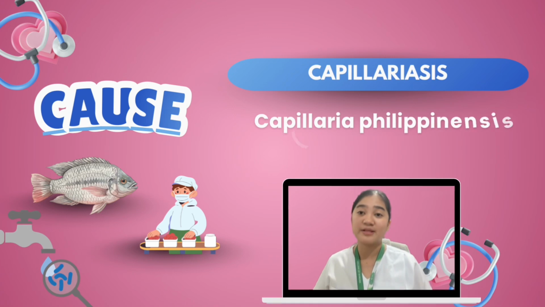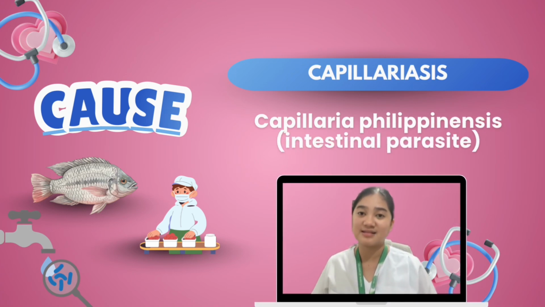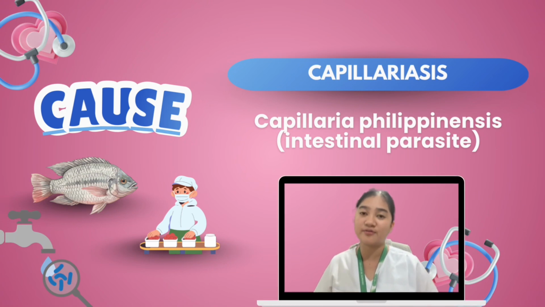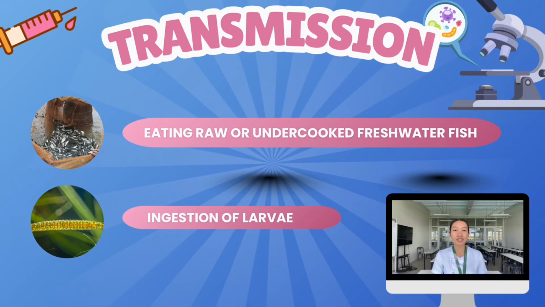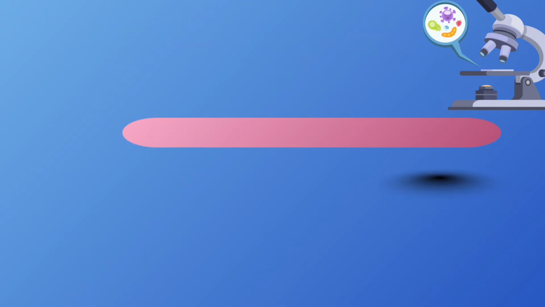Capillariasis is caused by the parasite Capillaria philippinensis. People become infected by eating raw or undercooked freshwater fish that contain the larvae. Unsanitary food preparation and consuming unsafe or improperly cleaned fish increase the risk. Capillariasis is transmitted by eating raw or undercooked freshwater fish infected with Capillaria philippinensis larvae. Humans become infected when they consume fish that harbor the parasite, which then develops in the intestines.